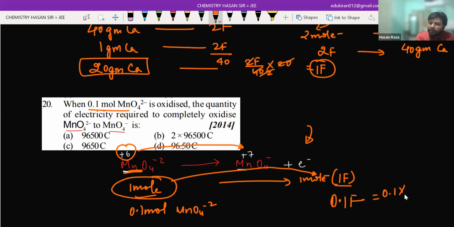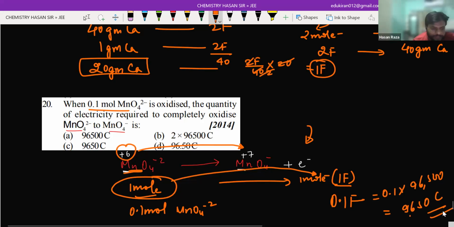And you know that 1 Faraday is equal to 96,500 Coulomb. So it will be equal to 0.1 times 96,500, and hence the answer will be equal to 9650 Coulomb. Is that clear, all of you? Yes, sir. So the answer will be C. Very good, and thank you. Can we move to the next question?